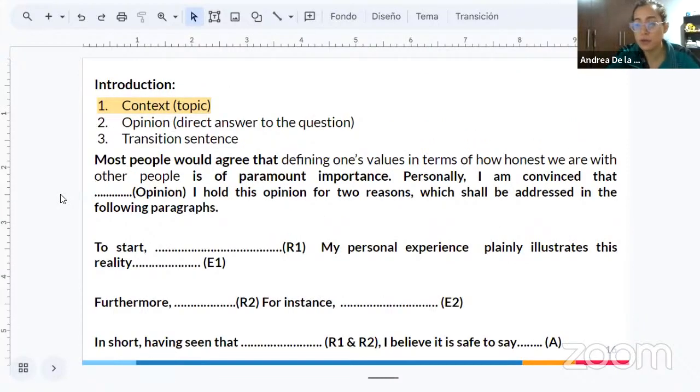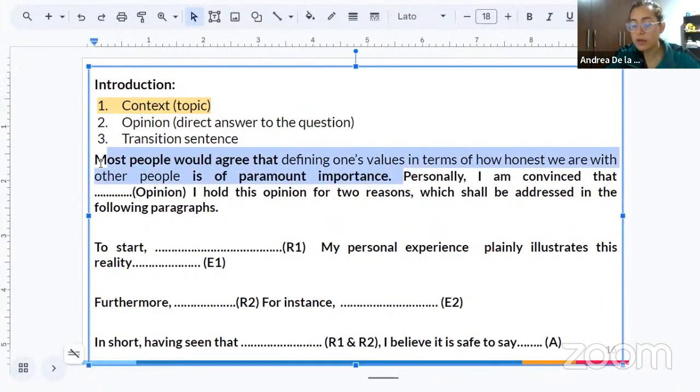The only thing that you should avoid doing is answering the question already or talking about one of the different options. So if you say something like most people would agree that it's always better to be honest, then that would be wrong because you're going directly to your opinion, right? So as long as you say something in general that maybe most people would agree with, something like a fact maybe, is okay.